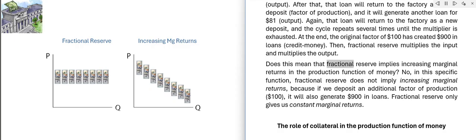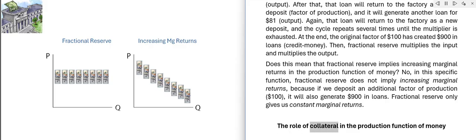Does this mean that fractional reserve implies increasing marginal returns in the production function of money? No. In this specific function, fractional reserve does not imply increasing marginal returns, because if we deposit an additional factor of production, $100, it will also generate $900 in loans. Fractional reserve only gives us constant marginal returns.